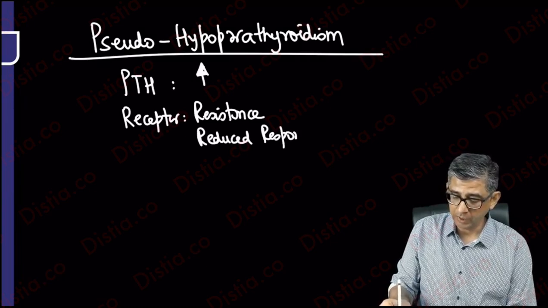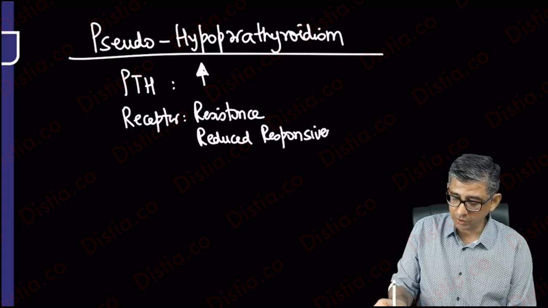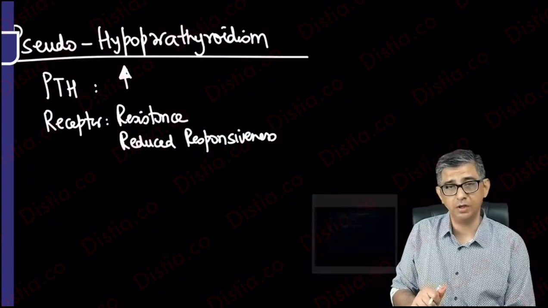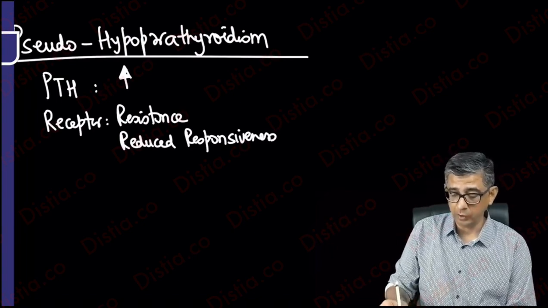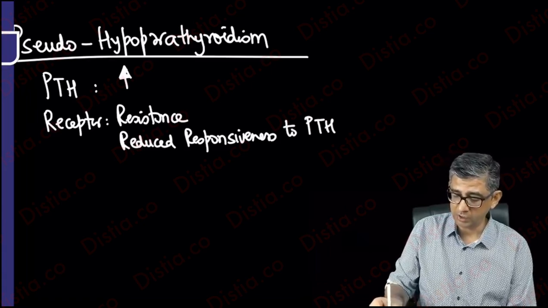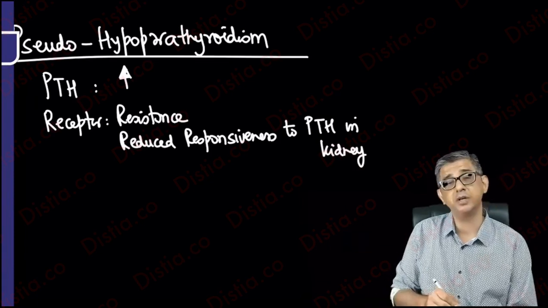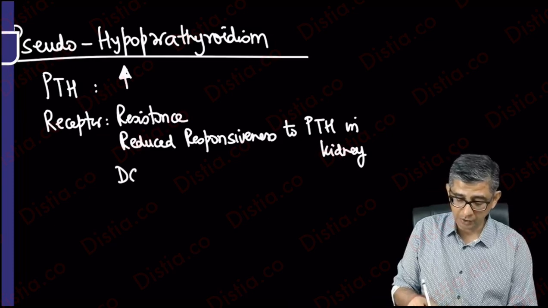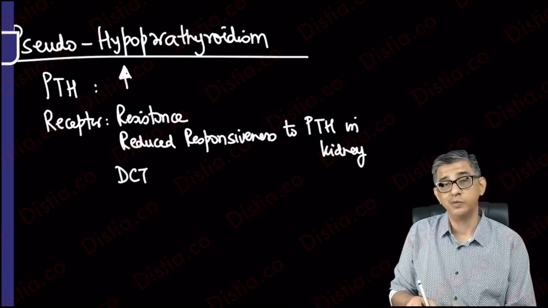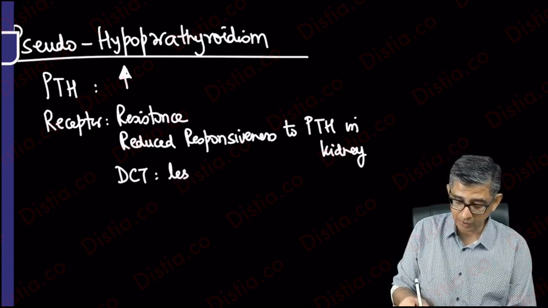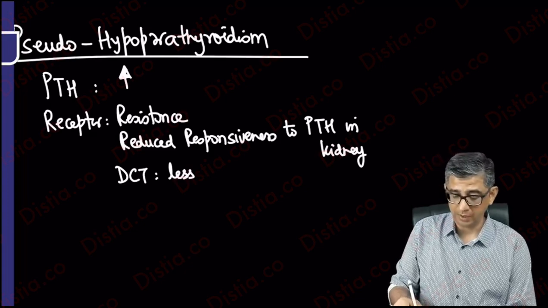I had told you that the main function of PTH with respect to the kidneys is that it will act both on the proximal tubule and the distal tubule. When I say reduced responsiveness to PTH in the kidney, two things will happen in the patient. Let's look at it first from the perspective of the distal tubule. In the distal tubule, the absorption of calcium will be lesser. I'm just going to write it theoretically so that you can remember the impact that happens.